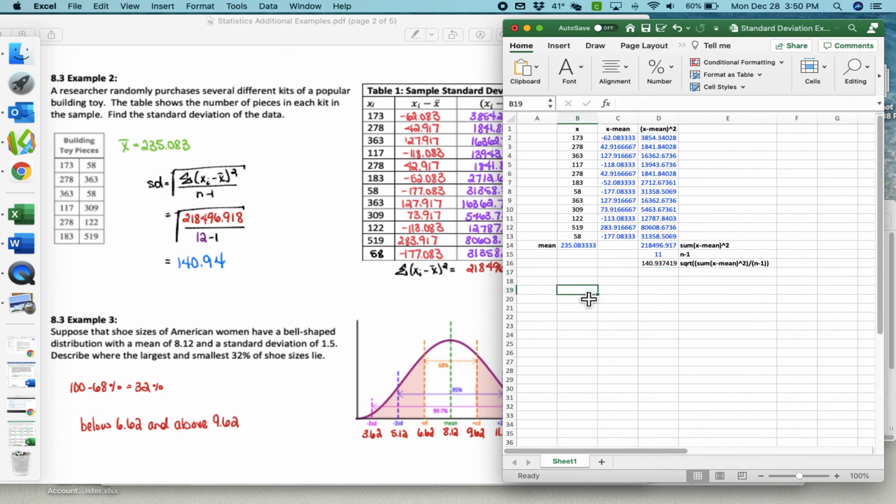Another way, I'm going to go ahead and tell you this. Here's a little hint, if you're watching. Another way to find the standard deviation is equals STDEV, parentheses, select all these guys, close, and there it is. So that's a lot easier if you want to use that little formula.